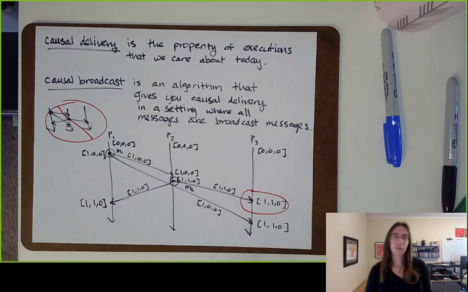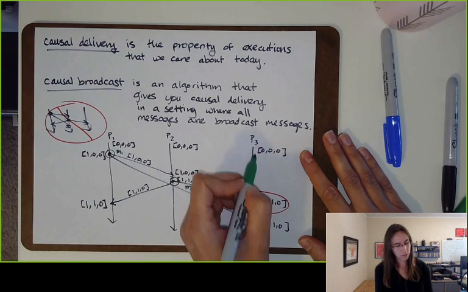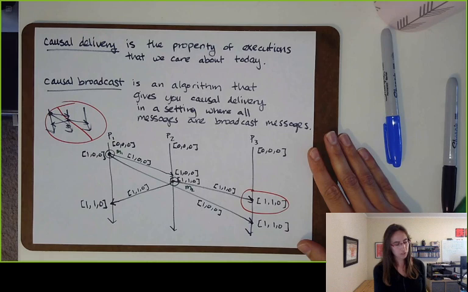So here's my question for you. You know that this is what you want to prevent, right? You want to prevent message two from getting delivered before message one over here on process three. This is the bad thing. How can you use the vector clock value that's coming on message two to tell you what you're allowed to deliver and what you should not deliver right away?